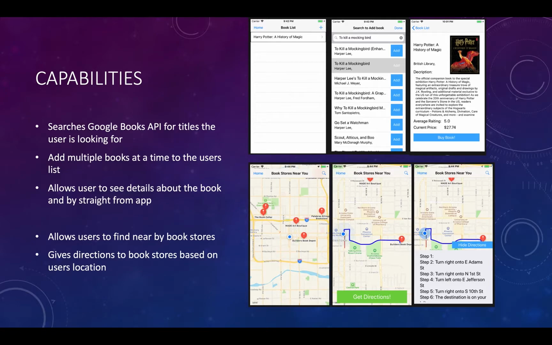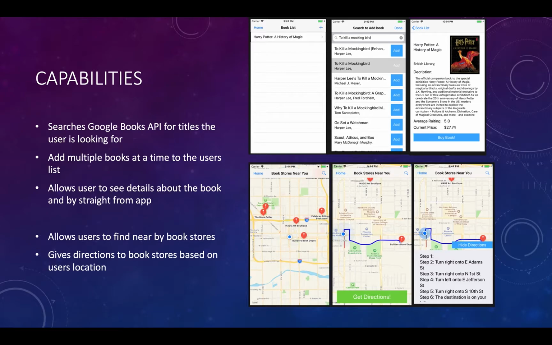Now here are some of the capabilities of the app I created. First and foremost, it allows you to add books to a book list based off of a search, which makes an API call out to Google Books and brings back all this information that Google has on these books. As you can see, the book list is on the top left, the search list in the middle top, and the detailed book view on the right top, which shows you all of the information that you need to know about the book.